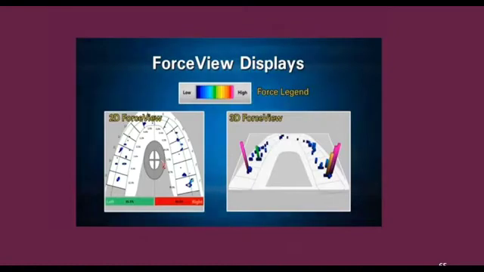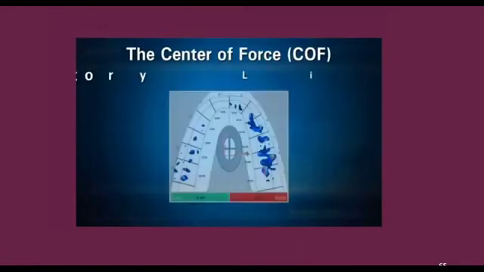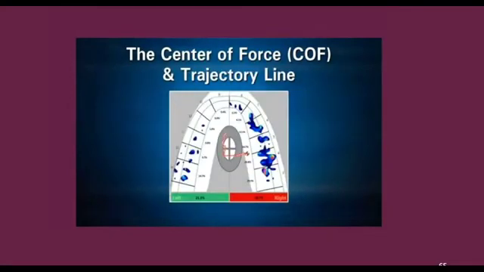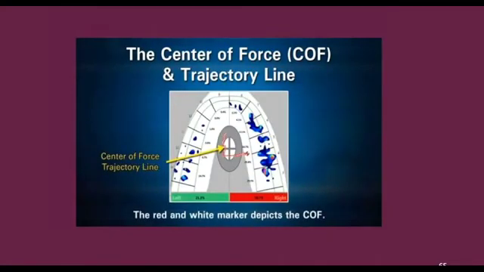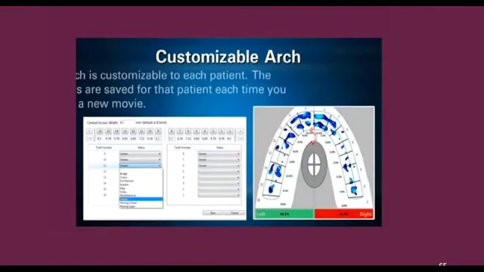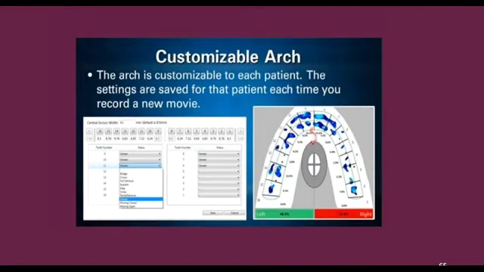The main advantage over the articulating paper is that we understand exactly when which tooth is contacting first and which occlusal interference occurs first. There is a center of force trajectory line, and this represents the force balance at the time of the bite. This line is similar to the path of closure. The red and white marker depicts the center of force. And T-scan also provides a customizable arch. The settings are saved for the patient each time to record a new movement.